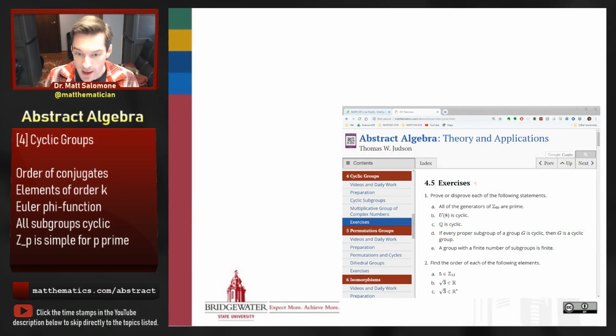So what are we up to today? First thing I want to do is go through a quick exercise that uses the definition of order, once again, the order of an element. And that exercise will convince us that the order of an element is the same as the order of any of its conjugates.